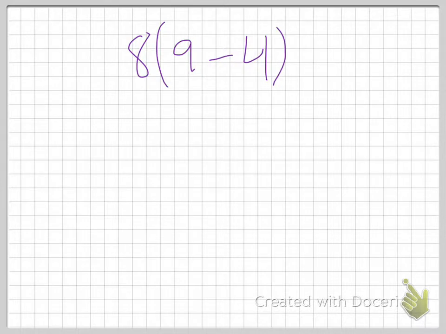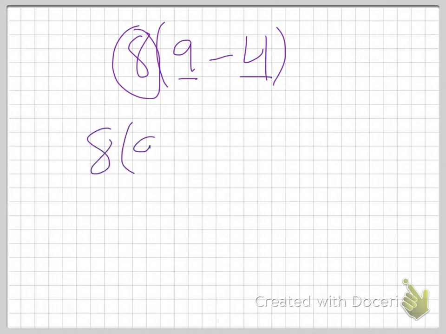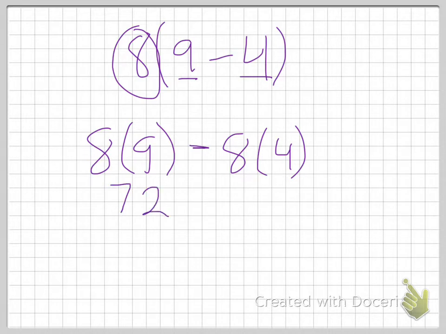The same thing works with subtraction. If you take the number in the front and multiply it by both pieces, we have 8 times 9, and this time we just need to be sure that we are subtracting 8 times 4. So 8 times 9, I believe, is 72, minus 32 would give us an answer of 40.